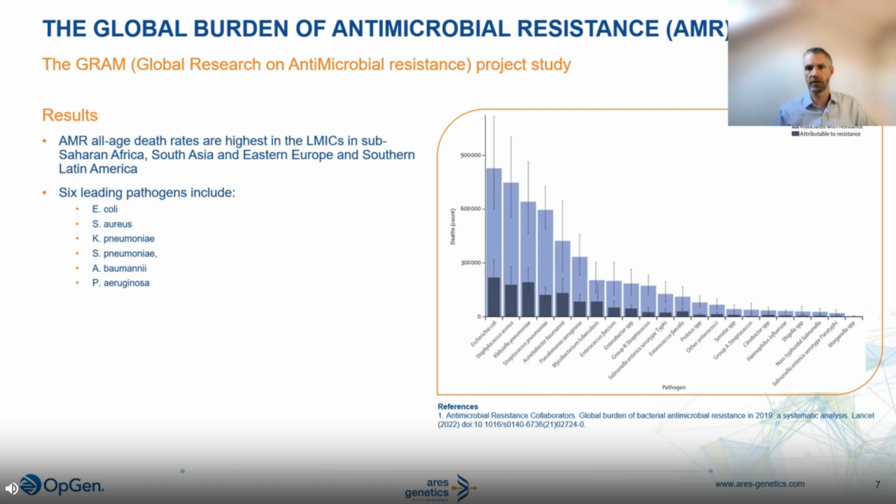As you can see in this chart, all 6 of the leading pathogens contributing to the burden of AMR in 2019 matched the ones previously identified as priority pathogens by the WHO. They include, in this order, Escherichia coli, Staphylococcus aureus, Klebsiella pneumoniae, Streptococcus pneumoniae, Acinetobacter baumannii, and Pseudomonas aeruginosa.